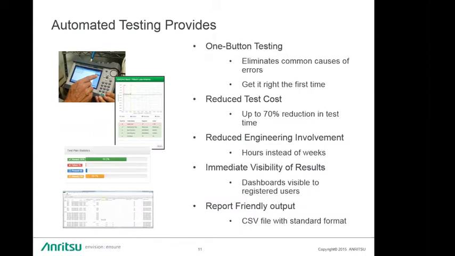Engineering involvement is greatly reduced. There is some setup that needs to happen, but now when you have these 1,000 files and you're looking at this and going, what do I do with 1,000 files in this directory? That's already taken care of for you. It's already summarized, and the dashboards tell you what's going on. That part of the work has been eliminated. And finally, there's a report-friendly output in CSV format, one line per test, okay?